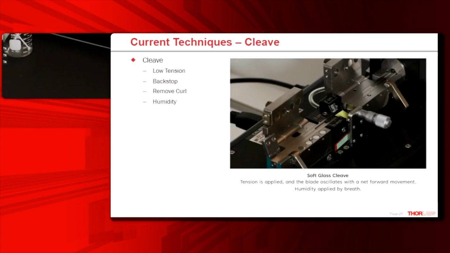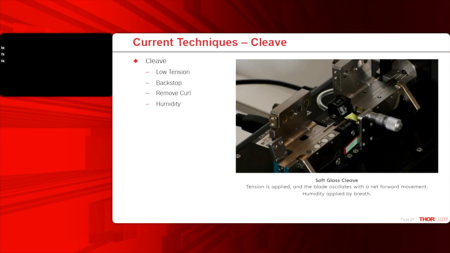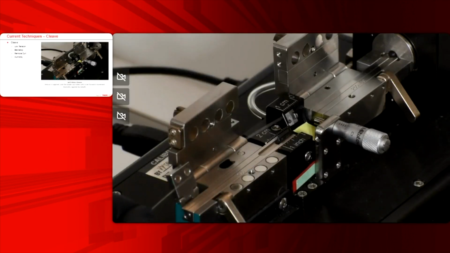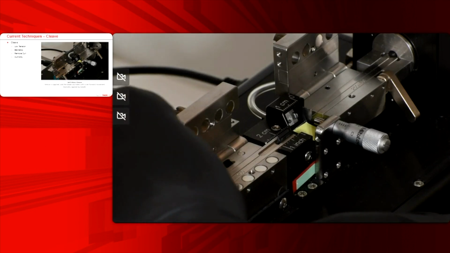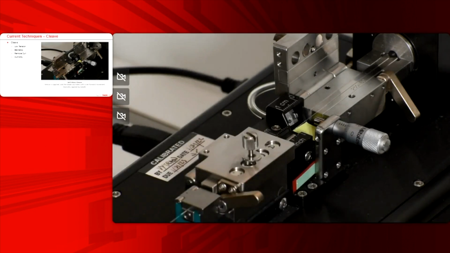Next is the cleave. And I want to make sure that this is actually playing. So again, this is that same fiber, 190 micron indium fluoride. The tension I'm using is 170 grams. I've actually removed some of the magnets in the lid to decrease the clamping force because it wasn't necessary.